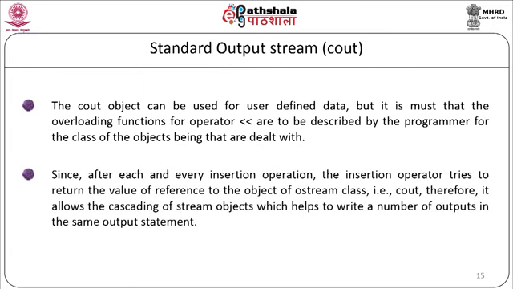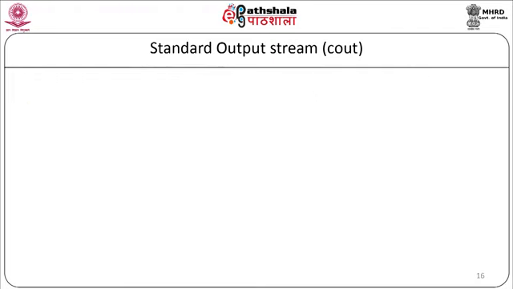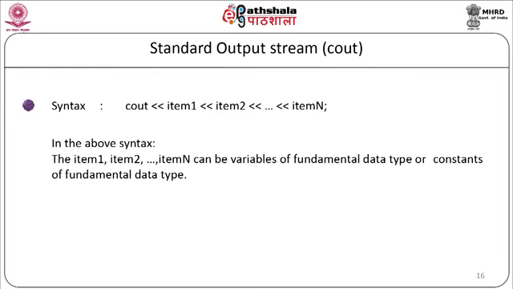Since after each and every insertion operation, the insertion operator returns a reference to the object of ostream class, that is cout, it allows the cascading of objects, which helps to write a number of outputs in the same output statement. The syntax is cout << atom1 << atom2 << atom n. Now in this particular syntax, atom 1, atom 2, atom n are the variables of fundamental data types or the constants of fundamental data type.